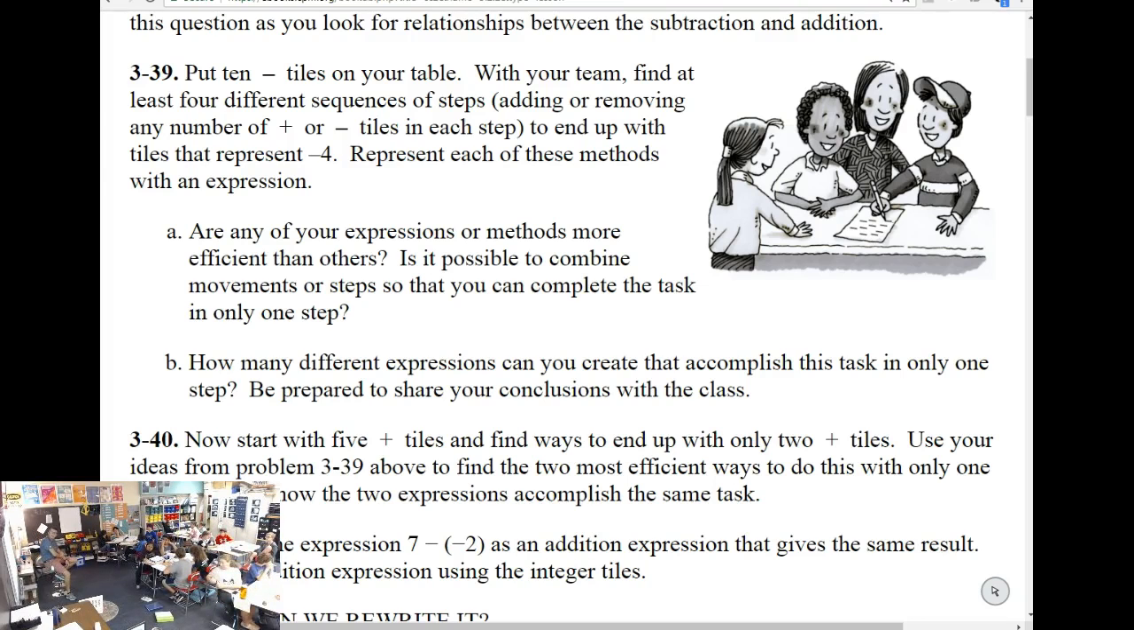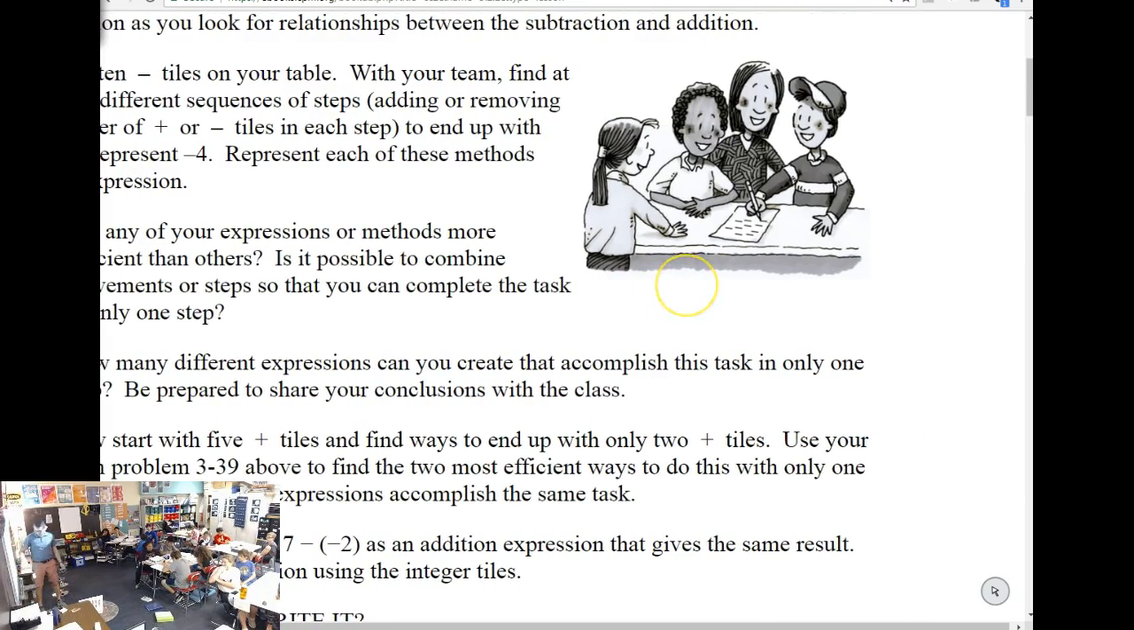So if we wanted to write sequences of steps to end up with -4, we could do that like a million different ways, right? We could add in positives that bring us up from the -10. We could take away negatives that would bring us up. So what we really wanted to do here, and what we should do right now, is just write a couple expressions.